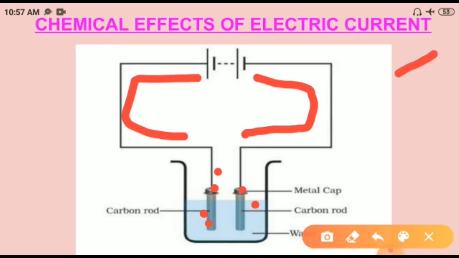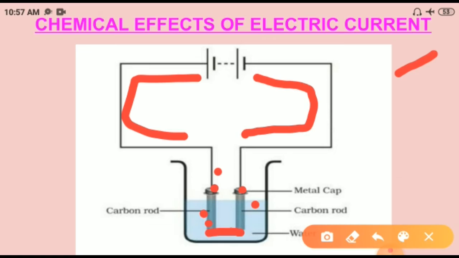Pour water in a bowl. So this is the water. Add salt or a few drops of lemon juice to the water. So we add a few drops of lemon juice to the water. Here we observe the passage of current through a conducting solution. What is the solution we have added here? Lemon juice and water.